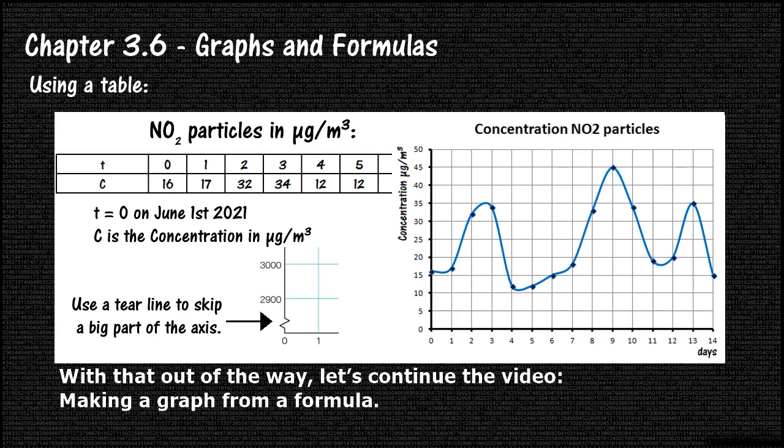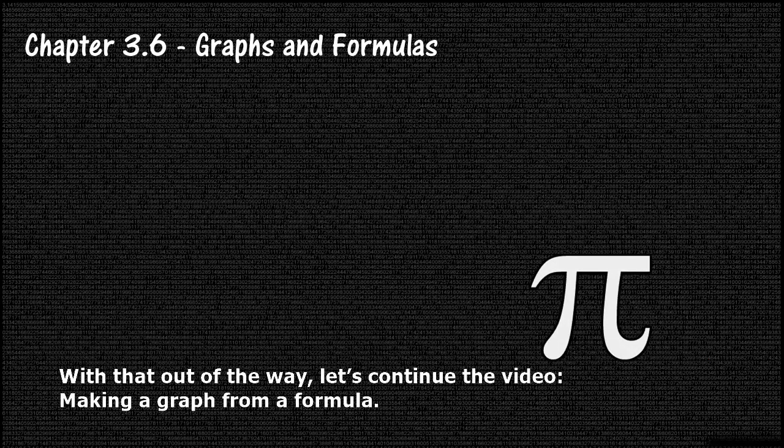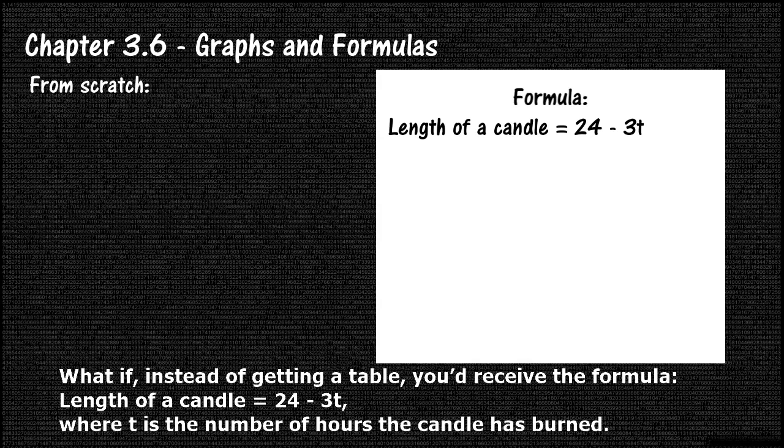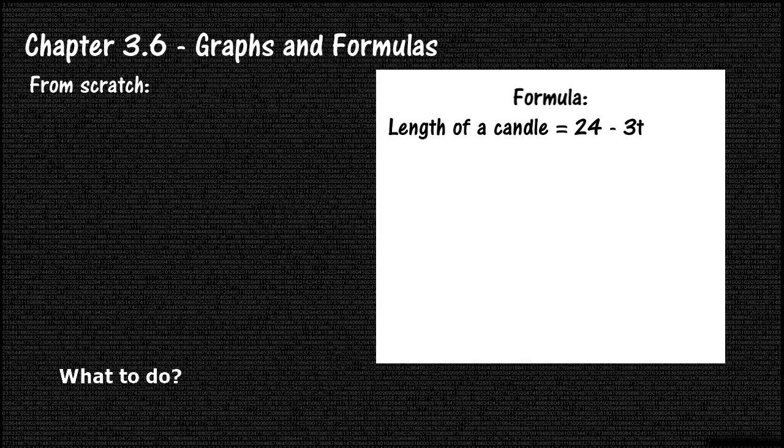With that out of the way, let's continue the video, making a graph from a formula. What if, instead of a table, you would receive the formula length of a candle is equal to 24 minus 3t, where t is the number of hours the candle has burned? What to do?